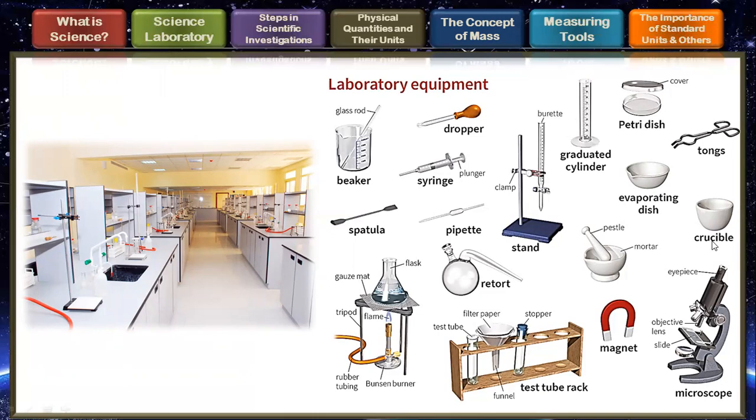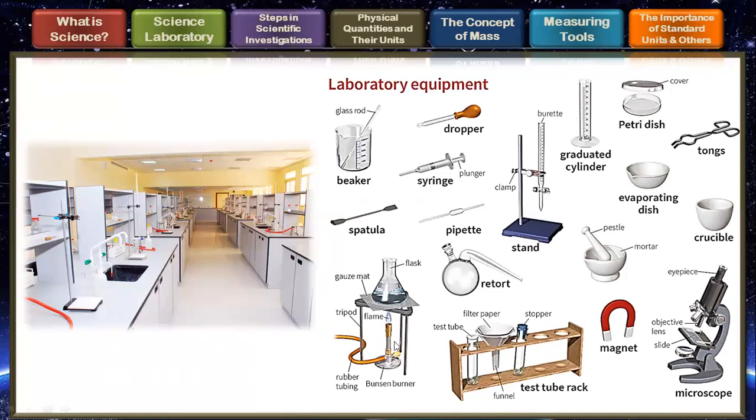We have also this one, the crucible, the magnet. This is what we call the test tube rack. This is the funnel, and the filter paper. We use them to filter something. For example, if we want to separate liquid and solid things, we can use this one. We also have the test tube stopper. The stopper is used so that we can keep the chemicals well.